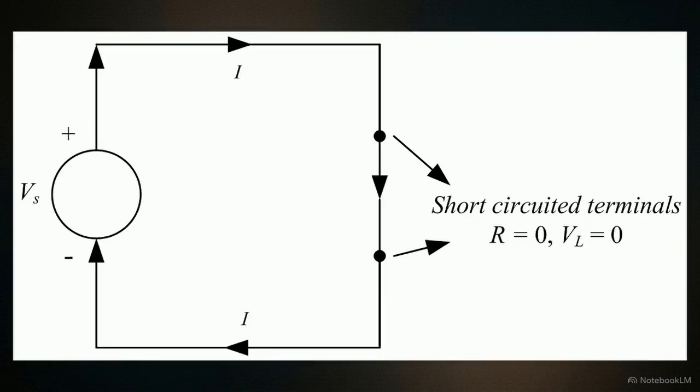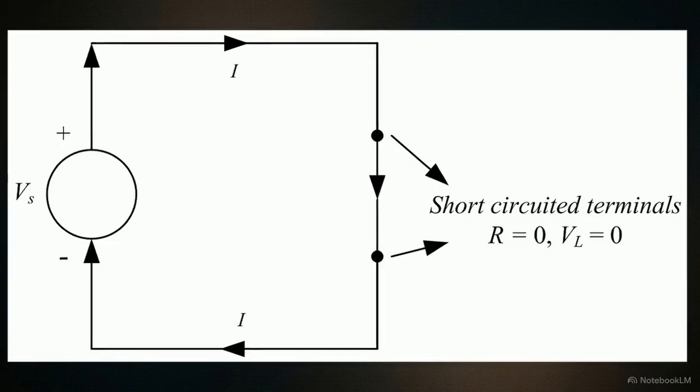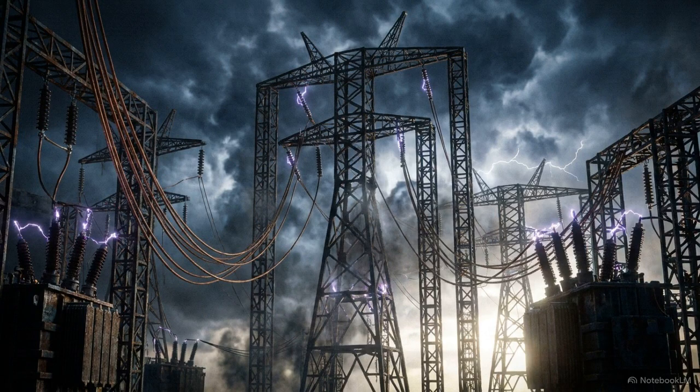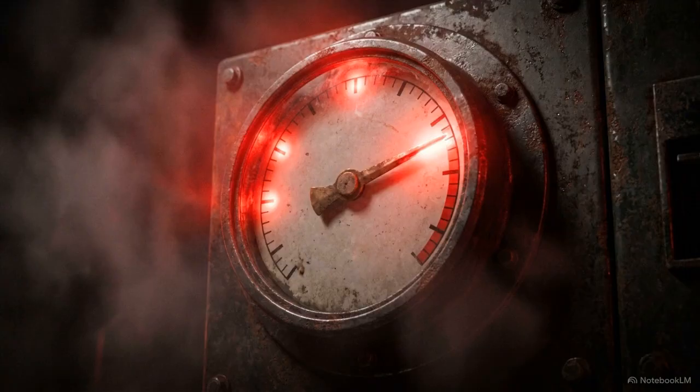But look at what happens in this short-circuited diagram. The terminals are directly connected. There is no air gap. The load is bypassed, meaning resistance drops to zero. When resistance disappears, the physical constraints that normally govern the power grid vanish with it. The system completely loses control over the energy it's carrying.